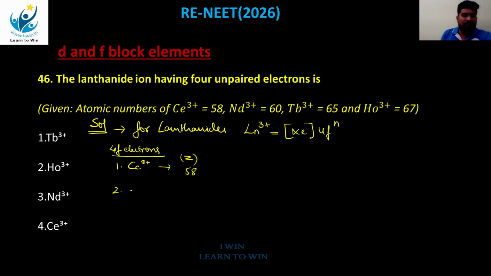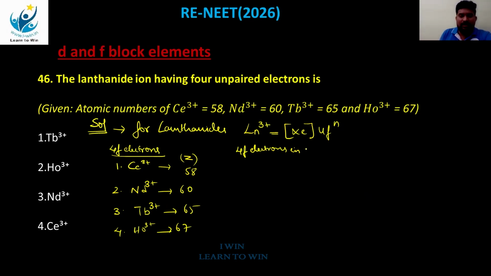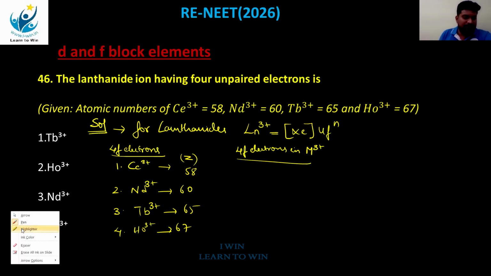Now coming to the second one, we have Nd3+, which is 60. The third one is Tb3+, which is 65. And the last one we have is Ho3+, which is 67. Now, my dear students, what we have to find out is the 4f electrons in the metal in the 3+ state.